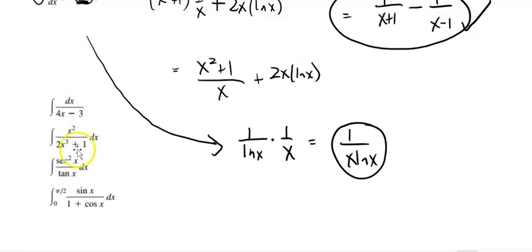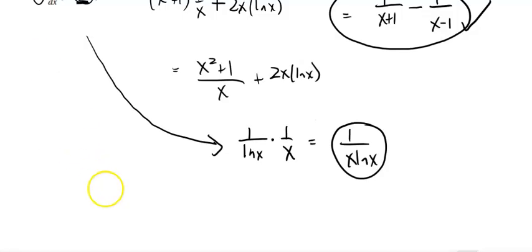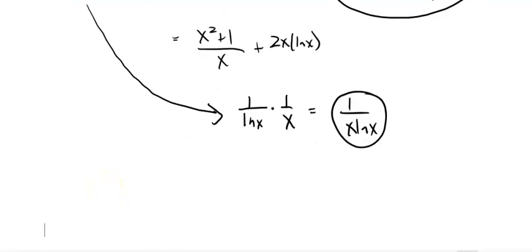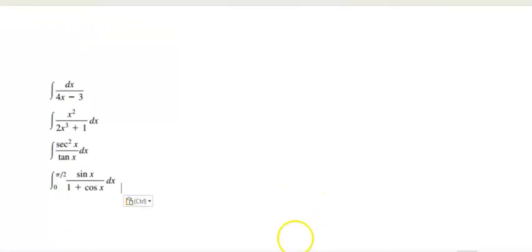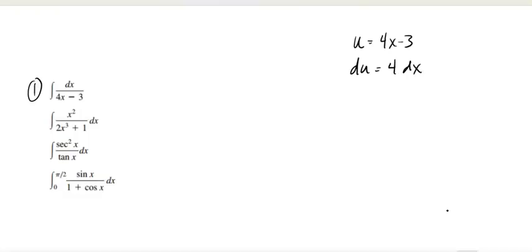Let's do some integrals. Okay, so for every single one of these, I'm going to do the same thing. I'm going to let u be the denominator. u equals 4x minus 3. Number 1. du equals 4 dx. It's u substitution, same thing. So in the u-sub process, dx is du over 4.